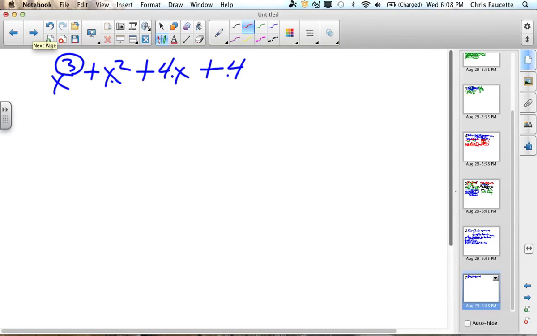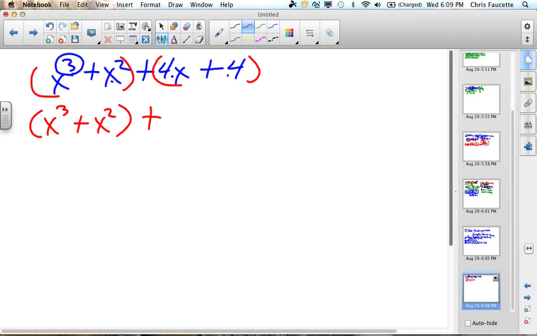Remember I said to group your highest order terms. So we're going to group these two together. And then we're going to group these two together. So let's come down and write our groups. So I'm going to have x cubed plus x squared plus, I'm going to have another group 4x plus 4.